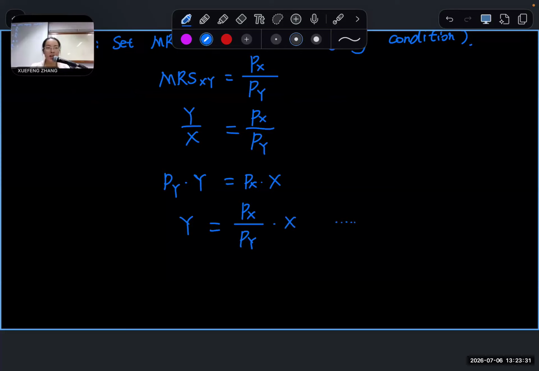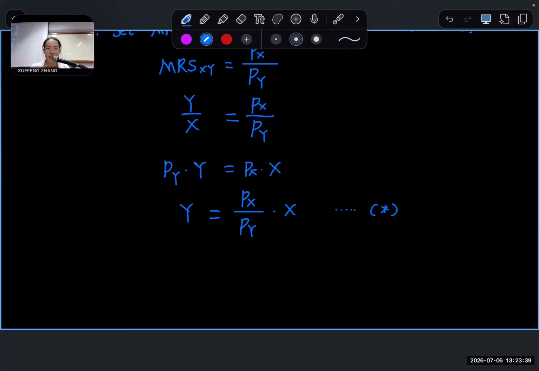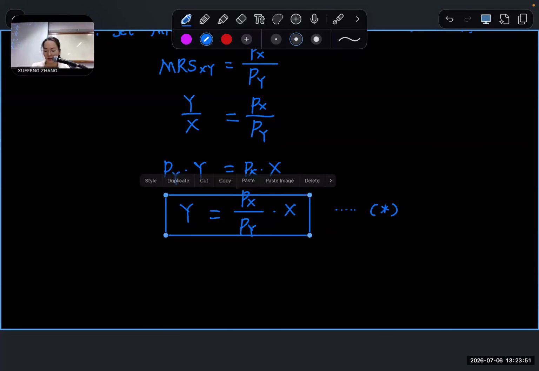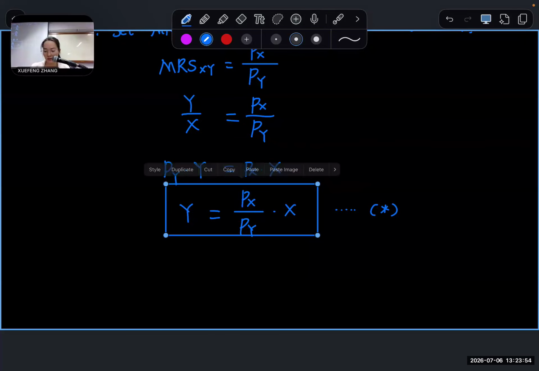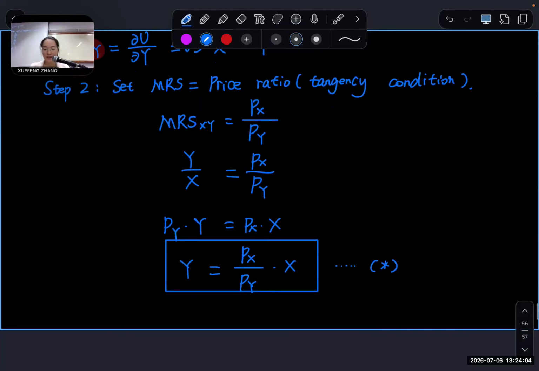This equation, have you seen this before? Let's call it star. This equation is exactly the same equation we got from the Lagrangian first order conditions, right? This one. No coincidence, because both methods encode the same economic conditions. This is step 2, okay? You set the price ratio equal to the MRS.